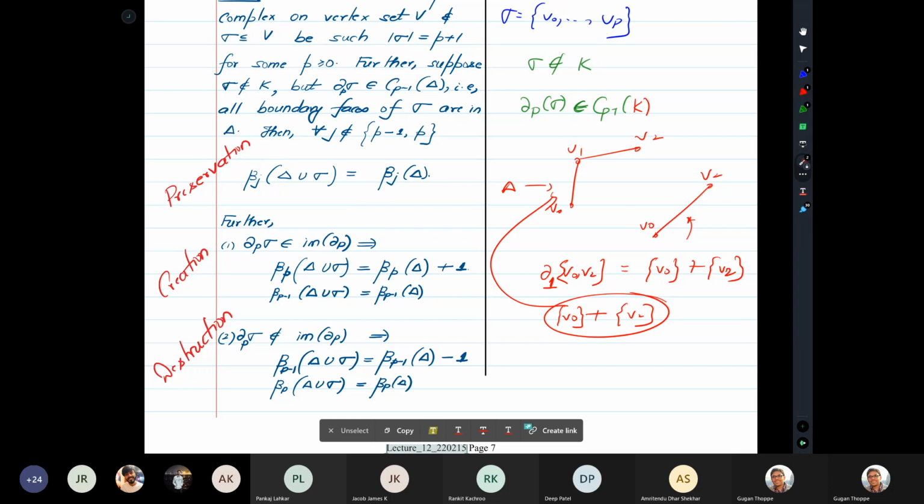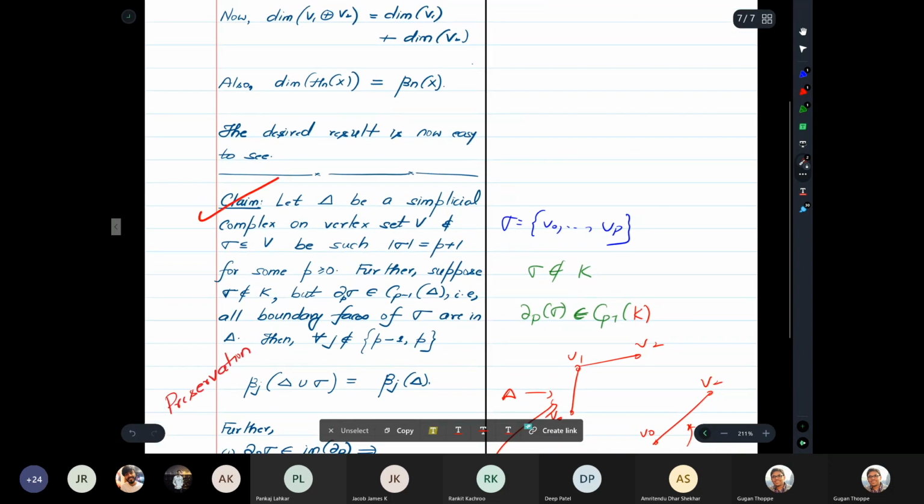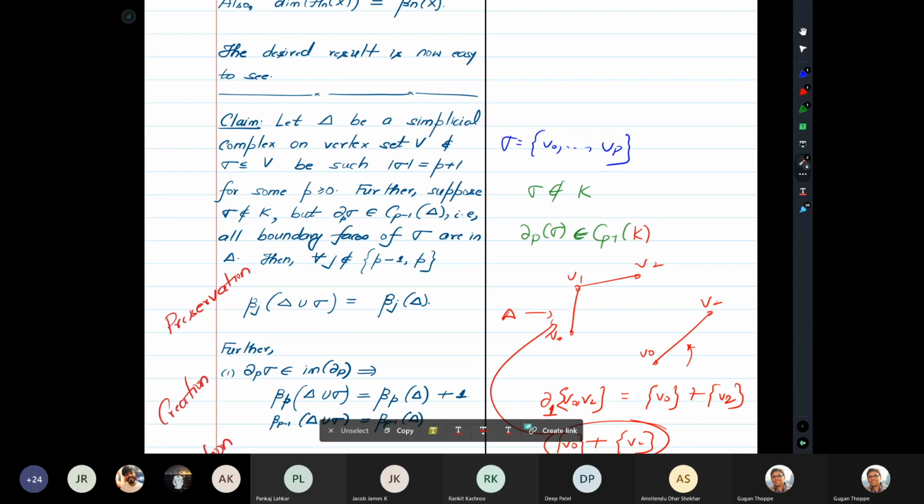And this will follow from the Mayer-Vietoris theorem that we just discussed. This is a claim that you have to really understand and be able to apply, along with its different ways of interpreting the claim. We will discuss this in the next class.